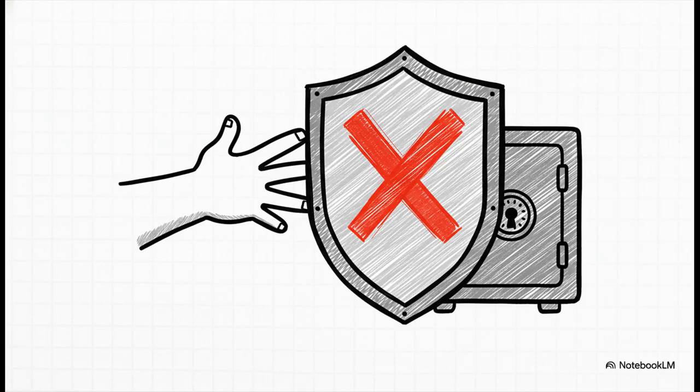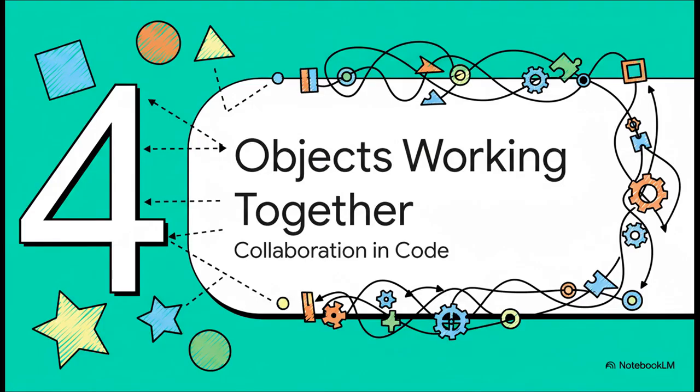That's data hiding in action. Okay, so we've got these individual objects, we know how to build them, we know how to use them. The next logical step, right, is to get them talking to each other, to collaborate, because that's how we start solving really big, interesting problems.